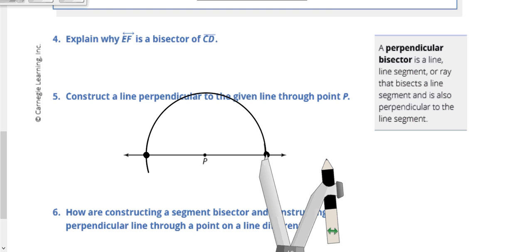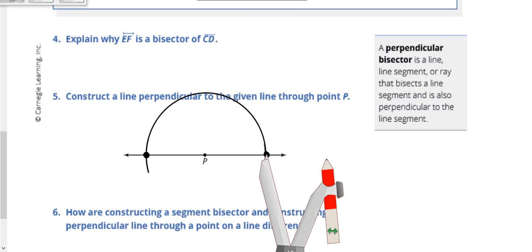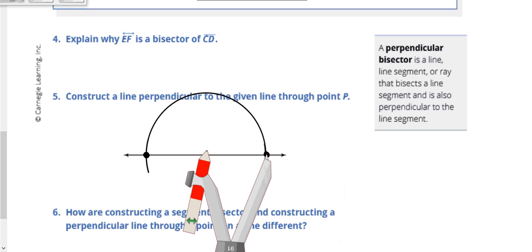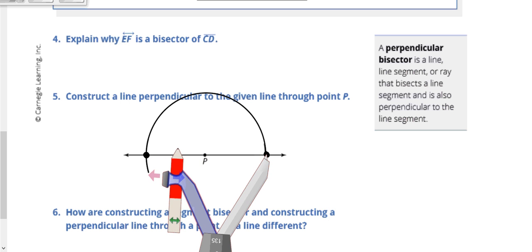Okay. Now, I'm going to change my color. We'll see if it works or not. Okay. Oh, it does. All right. So now I'm going to do this around like this. I have to extend out so that I'm past that point, because I want the line to go through that point. So I have to extend out. So my pointy end is on one of my new points.